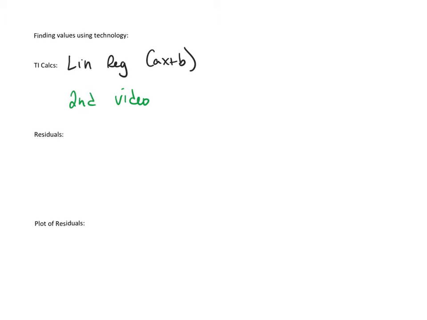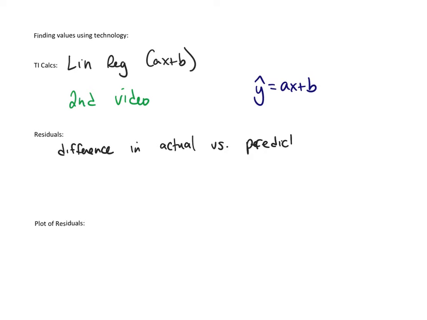So once you have this regression line, once you have this y hat equals ax plus b, then we can calculate what are called residuals. Now residuals is going to be the difference in the actual value versus the predicted value. So if we want to think about this as a formula, the residual is going to be your actual value, which is y, minus your predicted value, which is y hat.